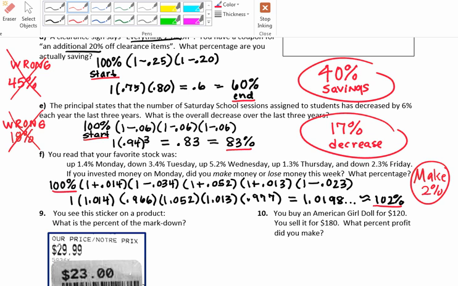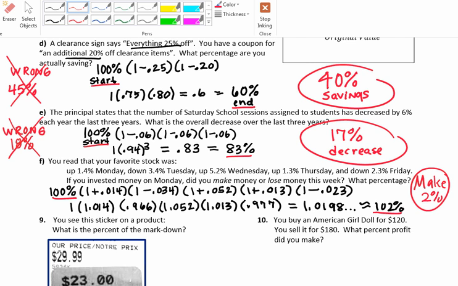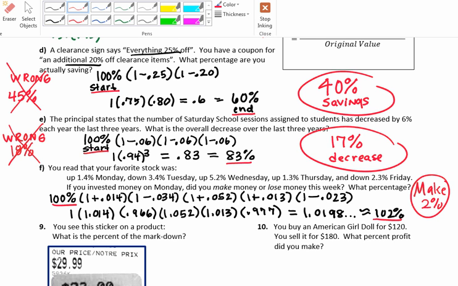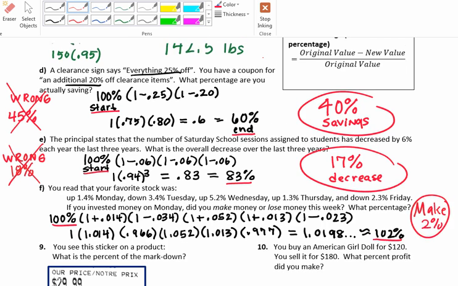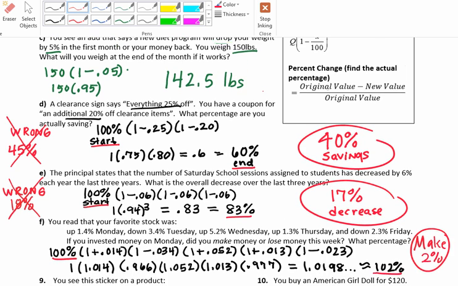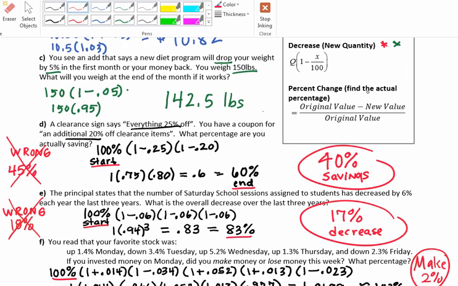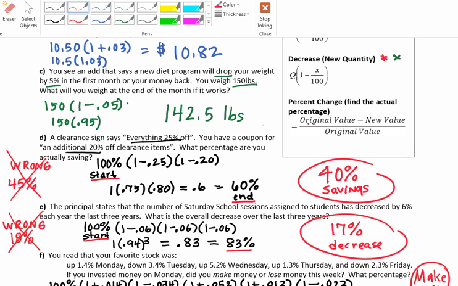Now another formula we have up here in the box is a percent of increase and decrease. And I want to point out in this formula, to find a percent change, to find the actual percentage, you take the original value minus the new value and divide by the original value. But what we're really interested in here on the numerator is the absolute value. What I'm really looking for is how much did it change divided by the original. I'm not really concerned if that number is a negative or a positive. I just want to know what the difference is.